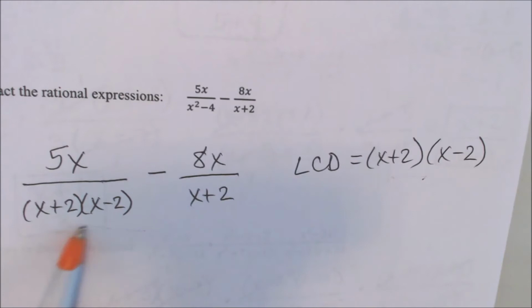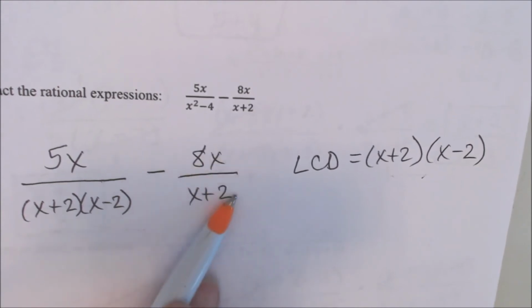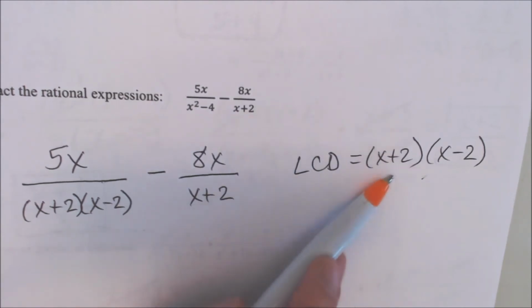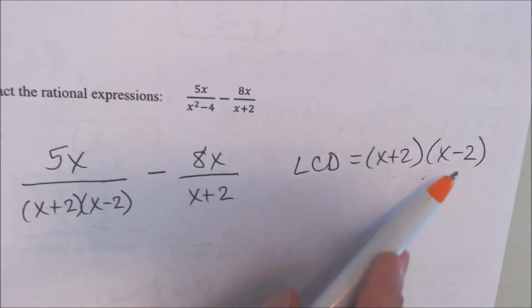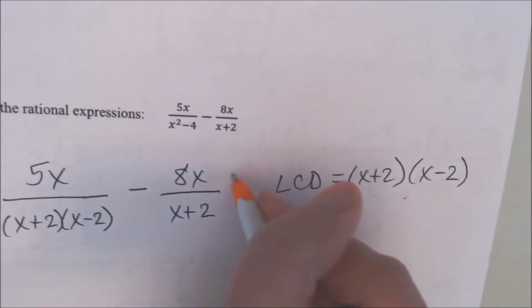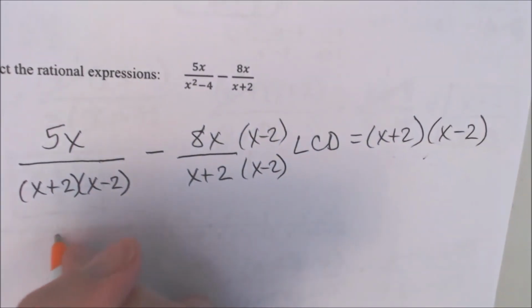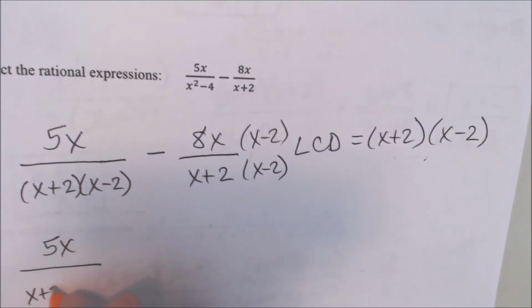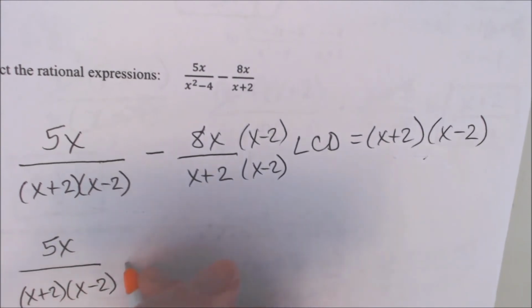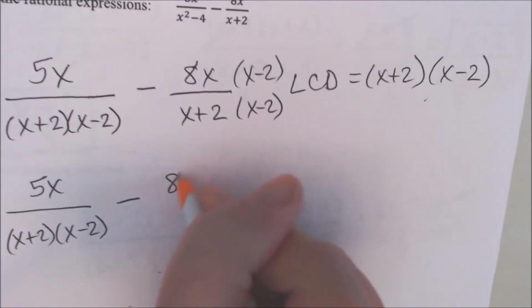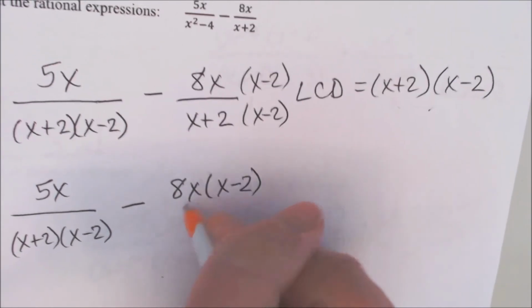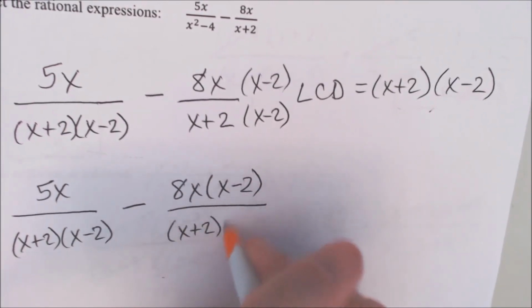The first fraction already has this, so I don't have to change anything there. The second fraction, however, I need to multiply something by the top and bottom. If I multiply the same thing on the top and bottom, it's like multiplying it by 1. So what is the missing expression to make the denominator x plus 2, x minus 2? Hopefully you see x minus 2 is what's missing. So I'm going to multiply this by x minus 2 on the top and bottom. So let me rewrite what I have. I have 5x over x plus 2, x minus 2, minus 8x times x minus 2 over the common denominator there, x plus 2, x minus 2.